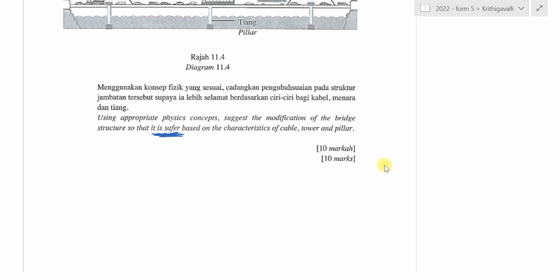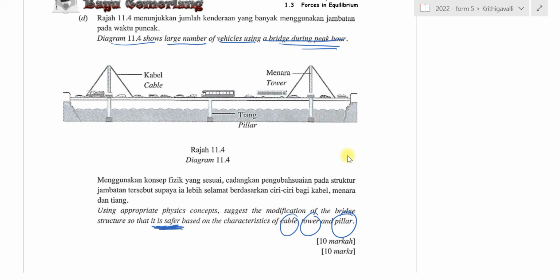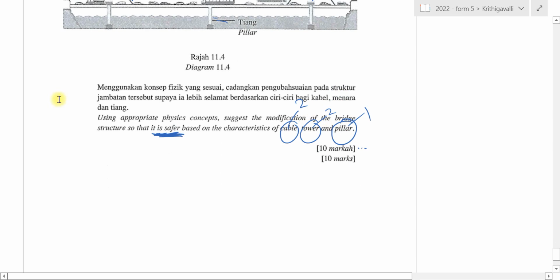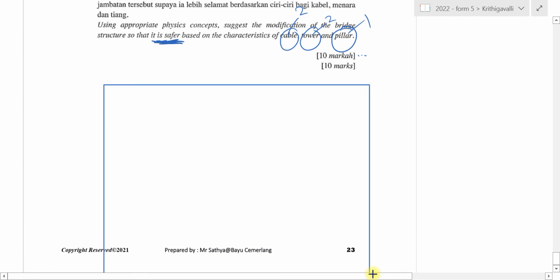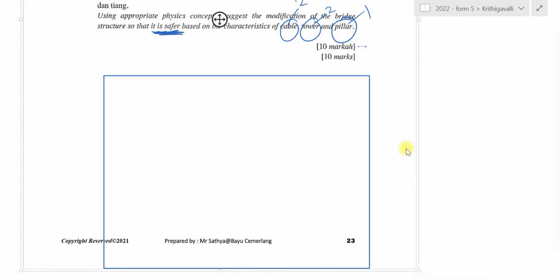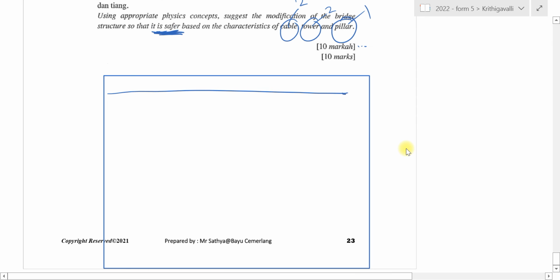So what do you need to modify? Cable, tower, pillar. Where is the cable? Cable is this one. Tower is this one. And then pillar. But they give you 10 marks only. So maybe cable 2 characteristics, tower 2 characteristics, pillar 1 characteristic. Or mix and match, as long as you have 5 characteristics, 5 points, with the reason. Always when you answer this type of question, it is compulsory to do it in table form.